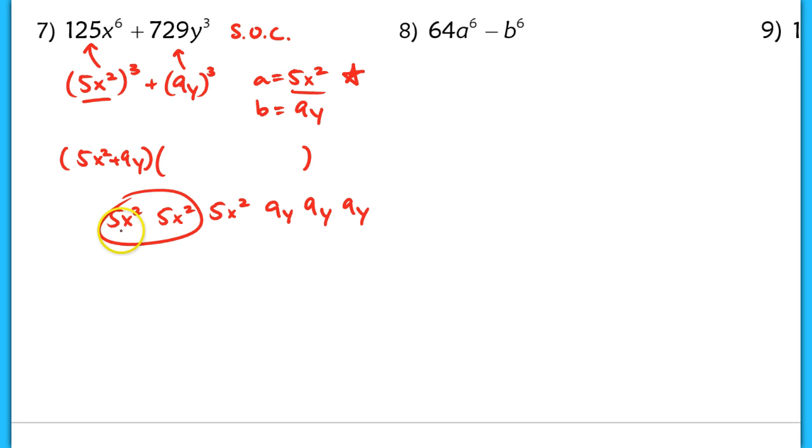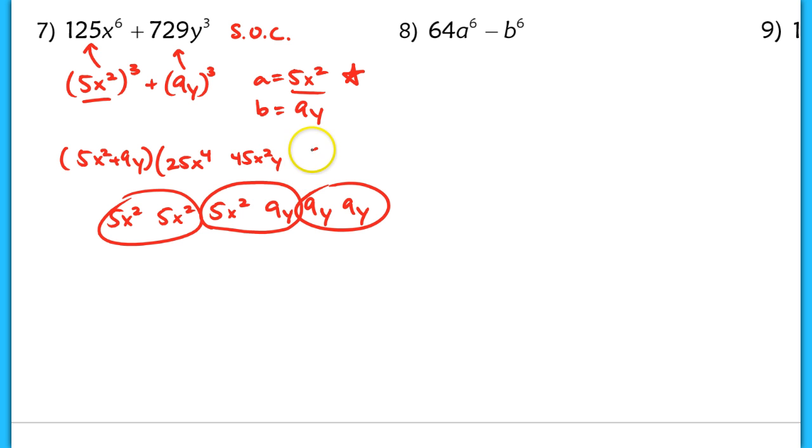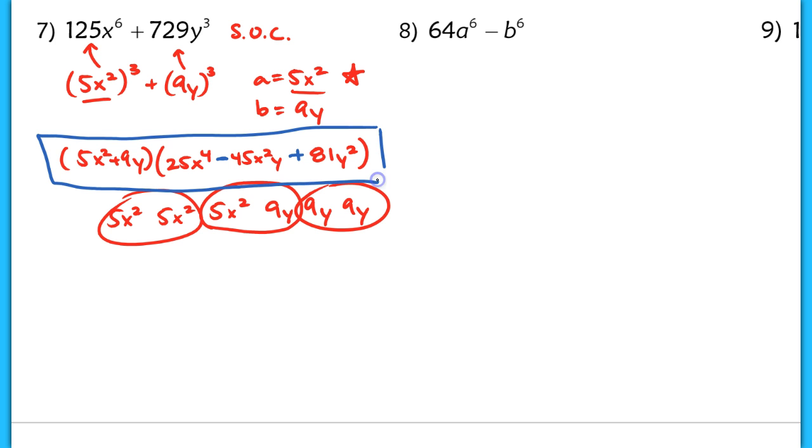Remember, you're multiplying these two terms, so you're finding the product of these two, which gives you 25x to the 4th. You're going to group your next two terms, find the product here. That would be 45x squared y. Let me erase here. We're going to group the next two. That gives me 81y squared. So my last term for the signs should always be positive, and this middle term should be the opposite of the sign out front, so that will give me a negative there. So this is the factored form of 125x to the 6th plus 729y cubed.